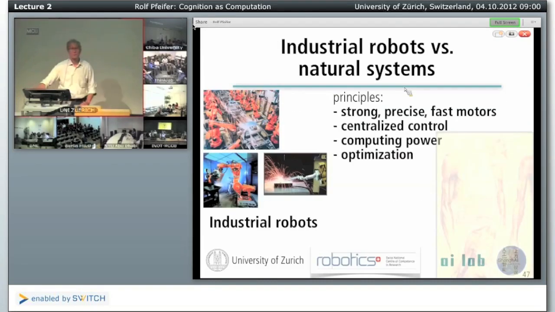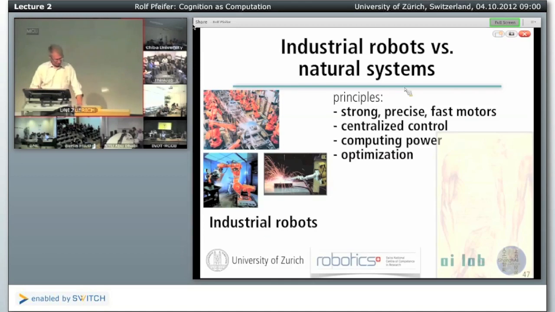Now, the principles, for example, in industrial robots: we have very strong, precise, fast motors. We tell a motor to go to a particular position, it will go there. Like this is an ABB robot, Swiss precision. So it will go there. We have centralized control. I come back to these points later on. Again, we need a lot of computing power, but that doesn't matter because we have it. We can use powerful optimization techniques.